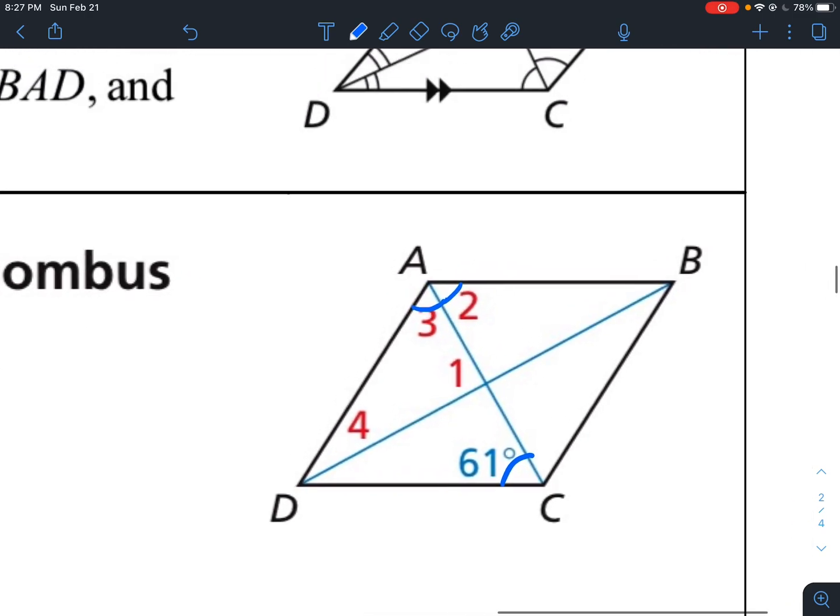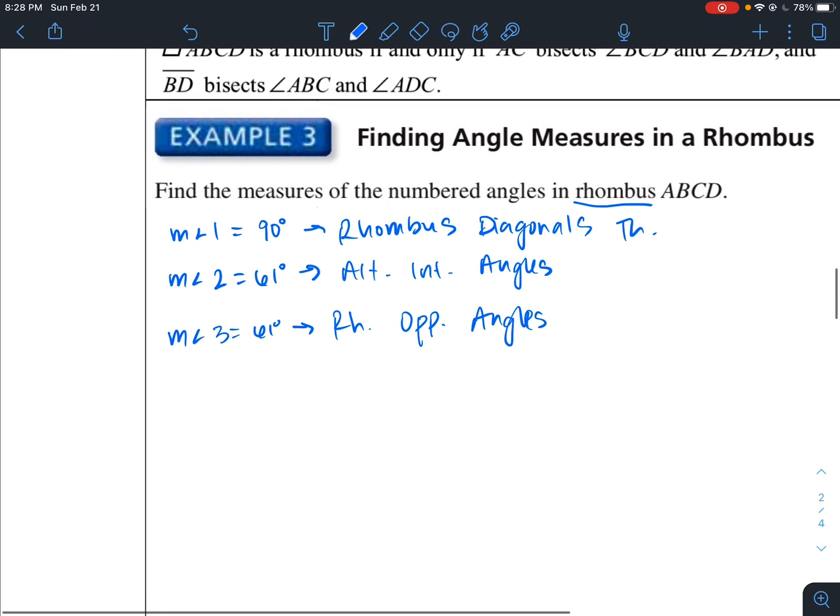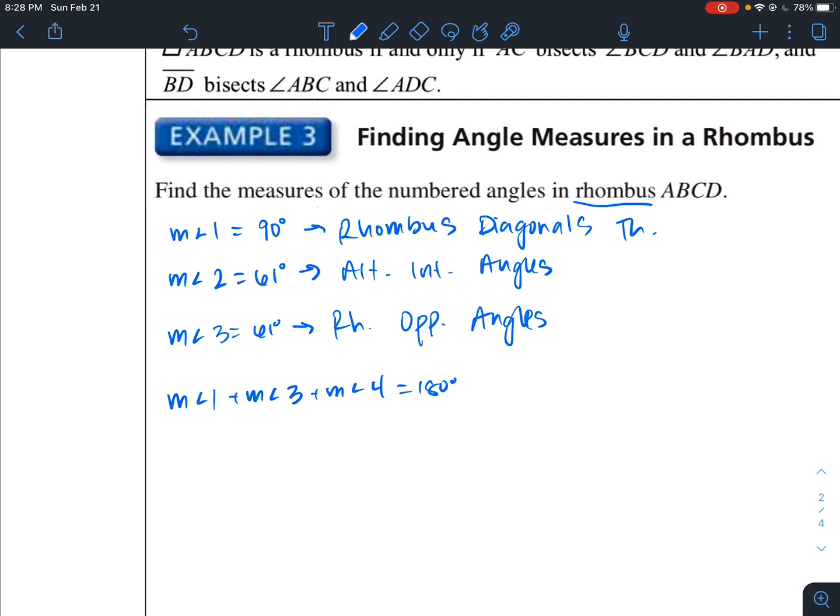Here's the thing about angle 4 is that we already know that this is a triangle right here, and we already know angle 1 and 3. So the sum of 1, 3, and 4 have to equal 180 degrees. So measure of angle 1 plus measure of angle 3 plus measure of angle 4 has to equal 180 degrees, and that's by the triangle sum theorem. So measure of angle 1 is 90, measure of angle 3 is 61, and measure of angle 4 is what we're trying to find. This is equal to 180 degrees.